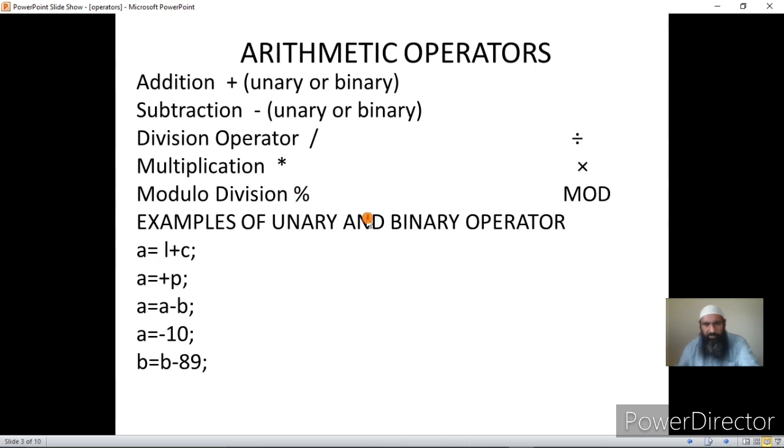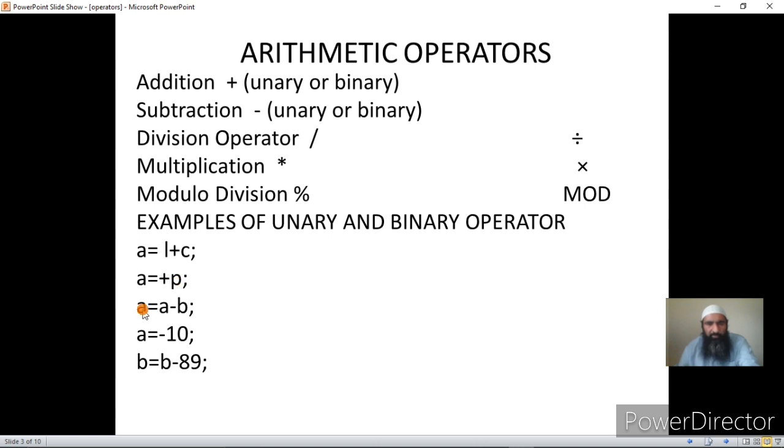Now examples of unary and binary operators. If I am using a is equal to l plus c, since plus is being operated on l and c, therefore plus is a binary plus. I am saying binary operator here, used as a binary operator because it is operating on two operands. Now if I say a is equal to plus b, it means plus is used on a single operand, therefore it is a unary plus. Here it indicates the sign of b, or it changes the sign of b.